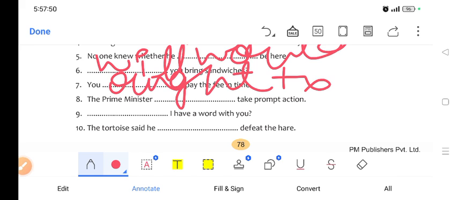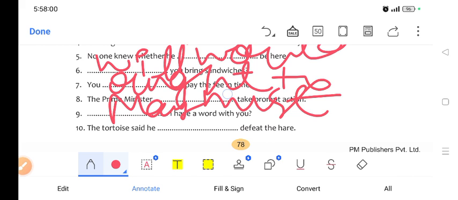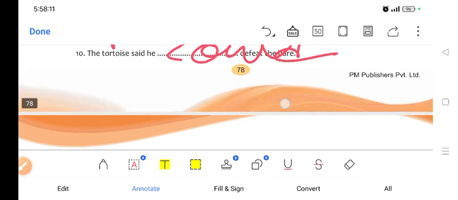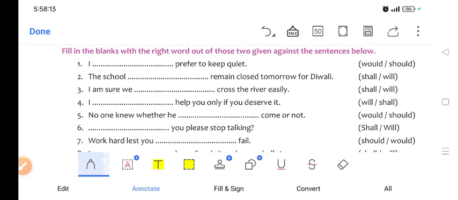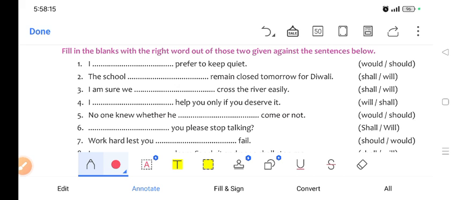Now, eighth one, the Prime Minister must take prompt action. Next, ninth one is, may I have a word with you? Now, next is, the tortoise said he. So, what do we feel in the 10th one? He could defeat the hare. Now, try out 5. Fill in the blanks with the right word out of those two given against.